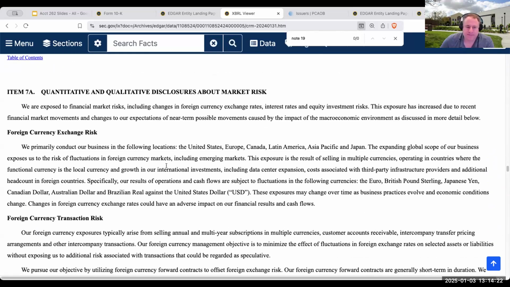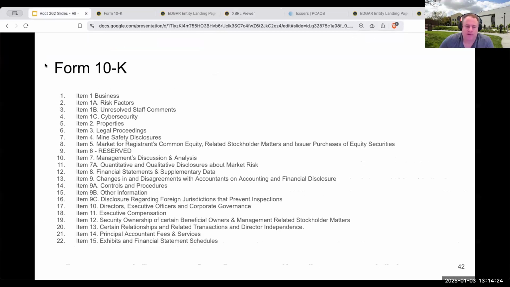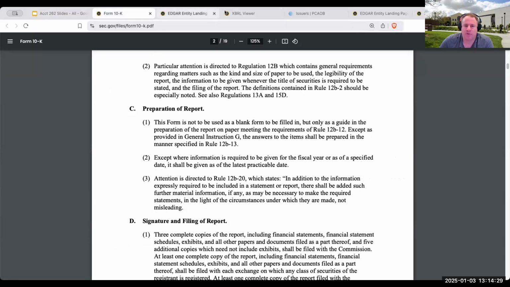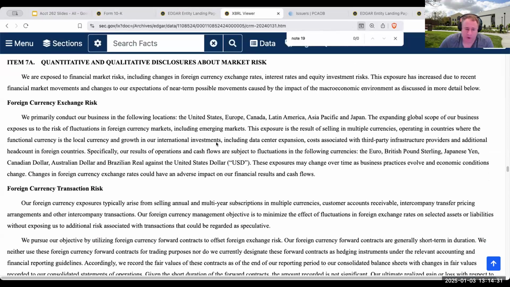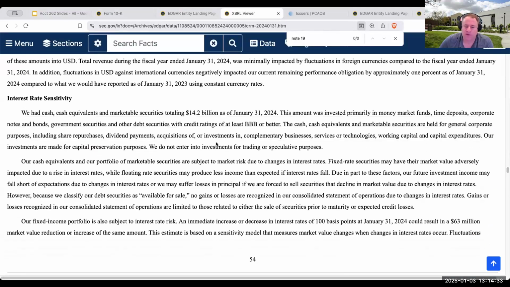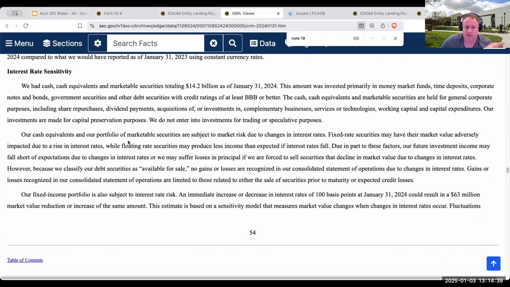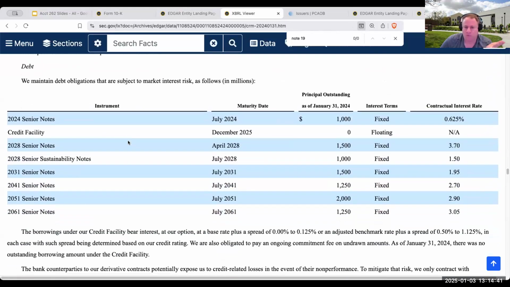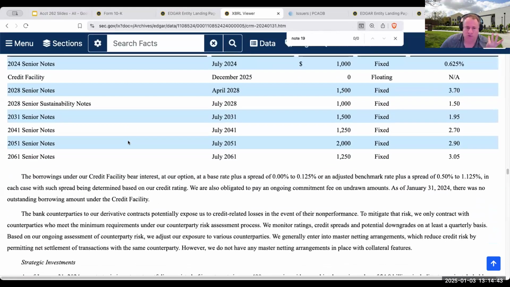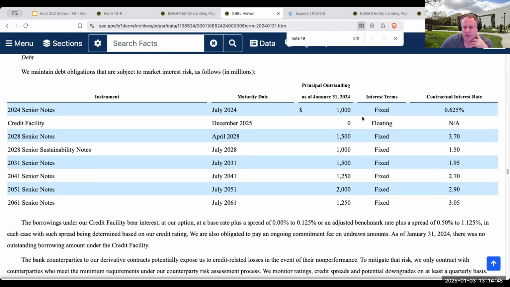And over here, we're going into the next section, quantitative and qualitative disclosures about market risk, foreign currency exchange risk, right? If you're doing business in multiple countries, that's also going to be a challenge. Interest rate sensitivity: what is your exposure to different interest rates? And you can see this over here.